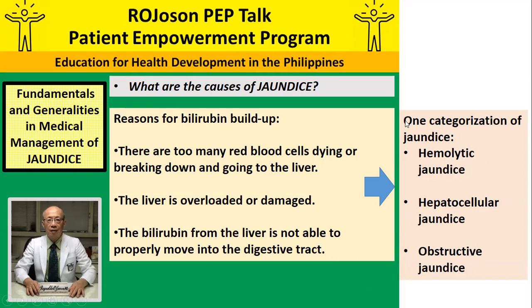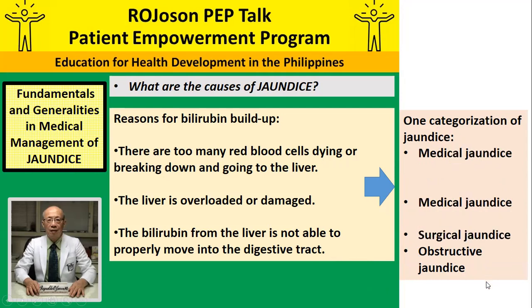So examples here, pre-hepatic will be hemolytic jaundice, a blood disorder. Hepatocellular jaundice, such as cirrhosis, hepatitis, infection of the liver, then post-hepatic jaundice will be the obstructive jaundice caused by stones, tumors, etc. So, as I said, the other categorization is medical and surgical. Usually the obstructive ones are the surgical jaundice. Medical jaundice are those in the liver area as well as before the liver. Okay, medical jaundice.